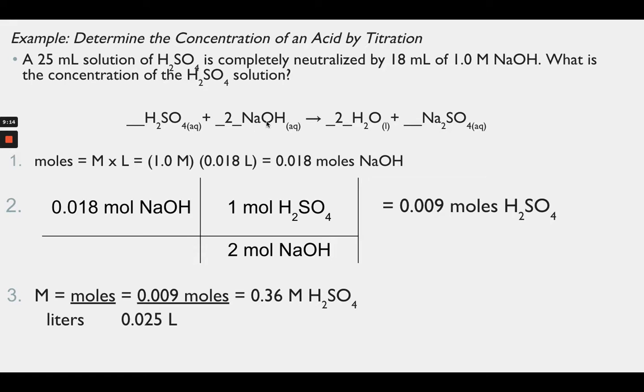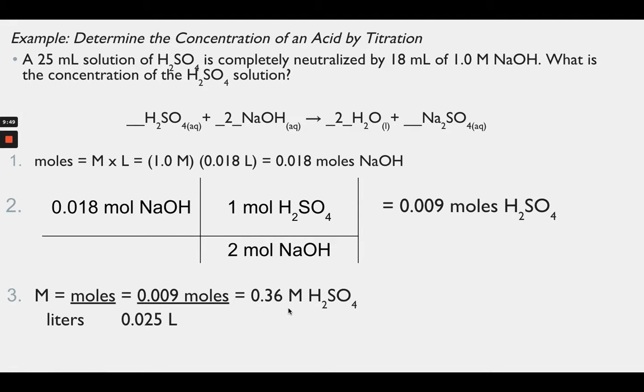All right. Now, how many moles of H2SO4 is that? Well, here's our stoichiometry. 0.018 moles of sodium hydroxide, and the ratio is 1-to-2. So 1 mole of H2SO4 for every 2 moles of sodium hydroxide will give us 0.009 moles of H2SO4. Okay, so that gives us moles. Well, what's molarity? The definition of molarity is moles over liters. Well, we had this many moles, we just calculated it, divided by, we started out with 25 milliliters, which is 0.025 liters.